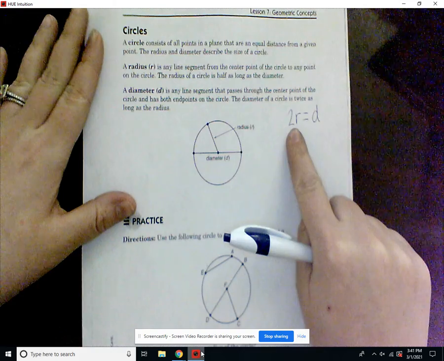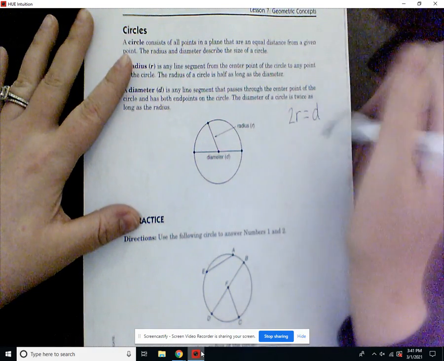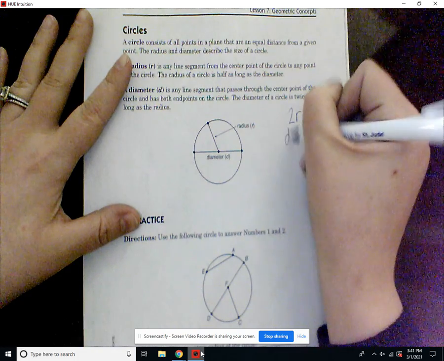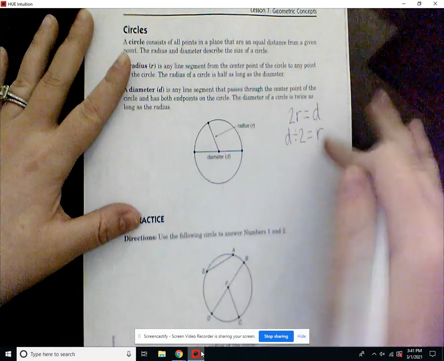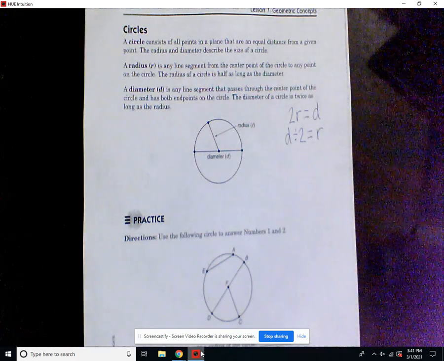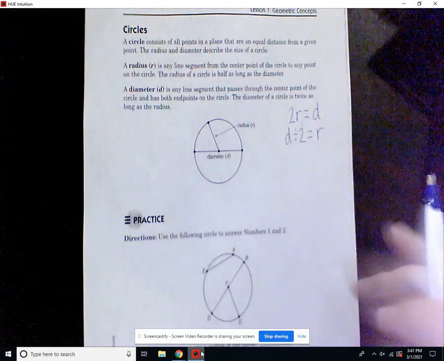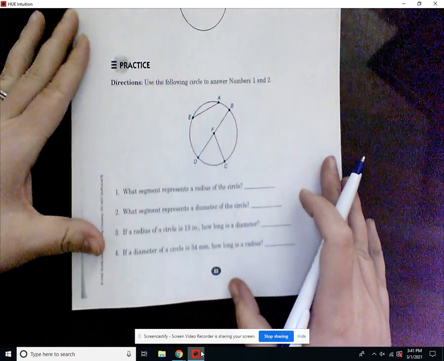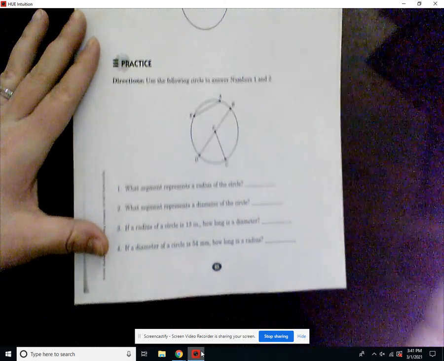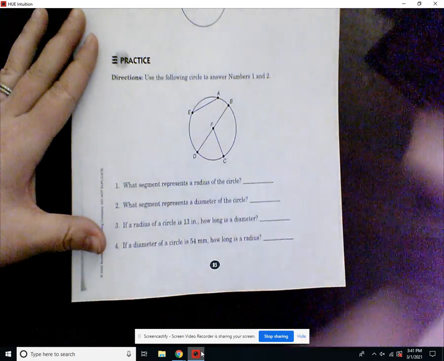So 2r equals d. But if I wanted to find what a radius is, I do my diameter divided by 2, which will equal my radius. Okay, so let's look at identifying parts of a circle, identifying radiuses and diameters. On the bottom, I want to know which segment represents a radius of the circle.